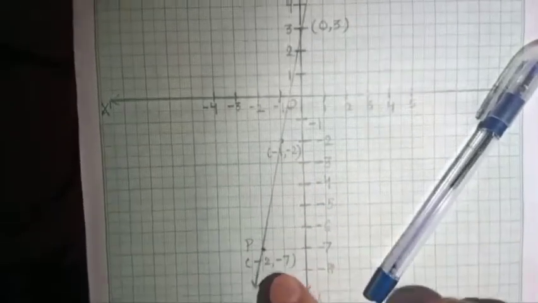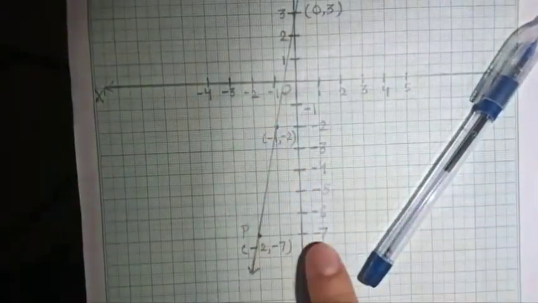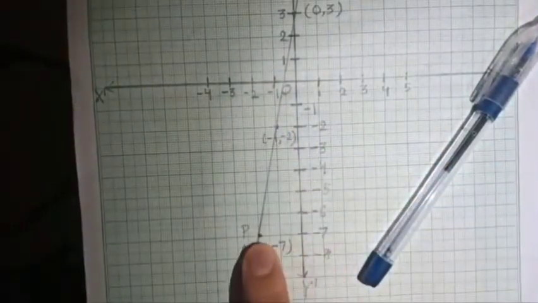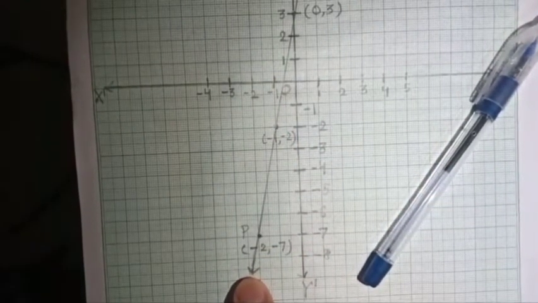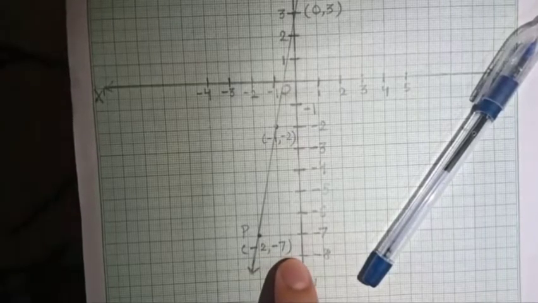Then point C, (-2, -7). So minus 2 is there and minus 7 is there. Okay, minus 2 on the x-axis, minus 7 on the y-axis. So that is point C, (-2, -7).